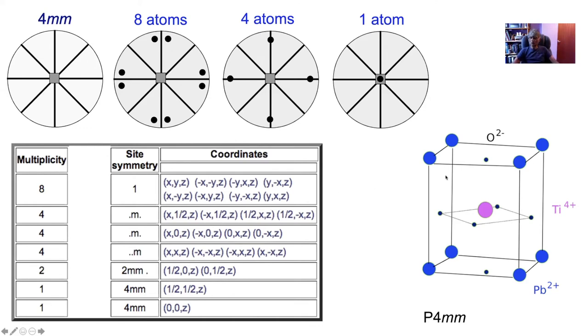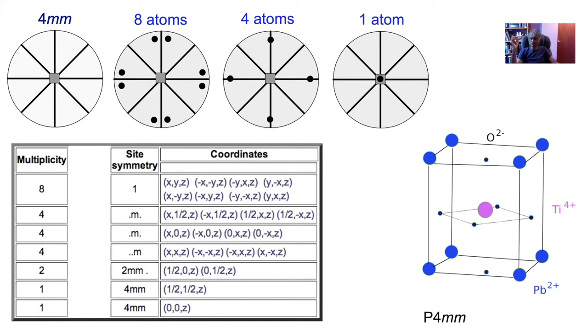So one of those locations obviously is the tetrad passing through the center of the cell, and the 2 mirror planes are there and there. Okay, so 4mm is the point group symmetry along this axis. And similarly, there's a fourfold axis here and the same 2 mirror planes. So these 2 locations have point group symmetries 4mm, and we expect just 1 atom per cell.